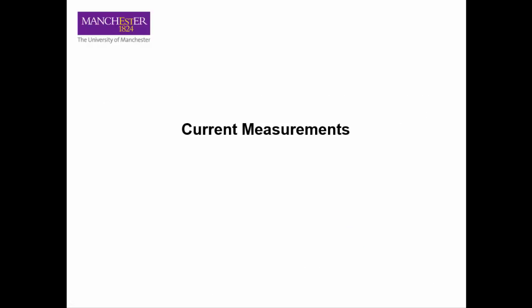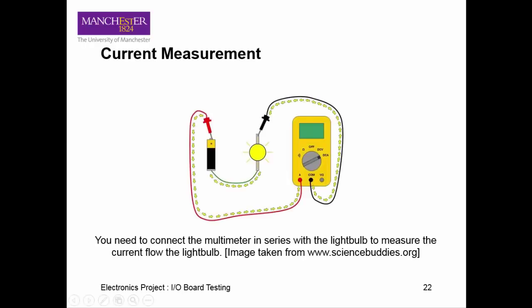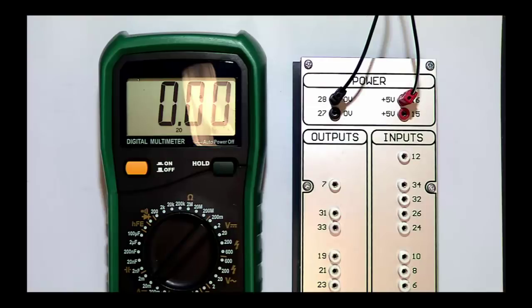Current measurements. Current is measured in series, and you need to physically break into the circuit to measure it. This could be as simple as replacing a connecting wire. Here, we are going to measure the current being drawn by the test board. Conventionally, current is measured on the positive wire. We are going to insert an ammeter in series between the positive connection from the power supply and the test board 5 volt.